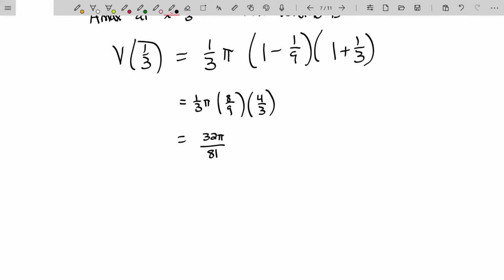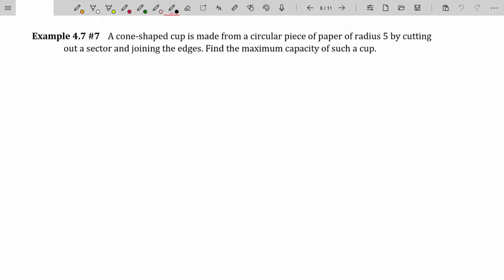Really cool problem. The second and only other volume problem that I'm going to deal with is this guy right here. It's such a fun problem. You have a cone-shaped cup, like you get slushies out of or something like that. It's made from a circular piece of paper of radius 5 by cutting out a sector and joining those edges. Find the maximum capacity of such a cup. The thing here is that they didn't tell you what size the sector was that you cut out.